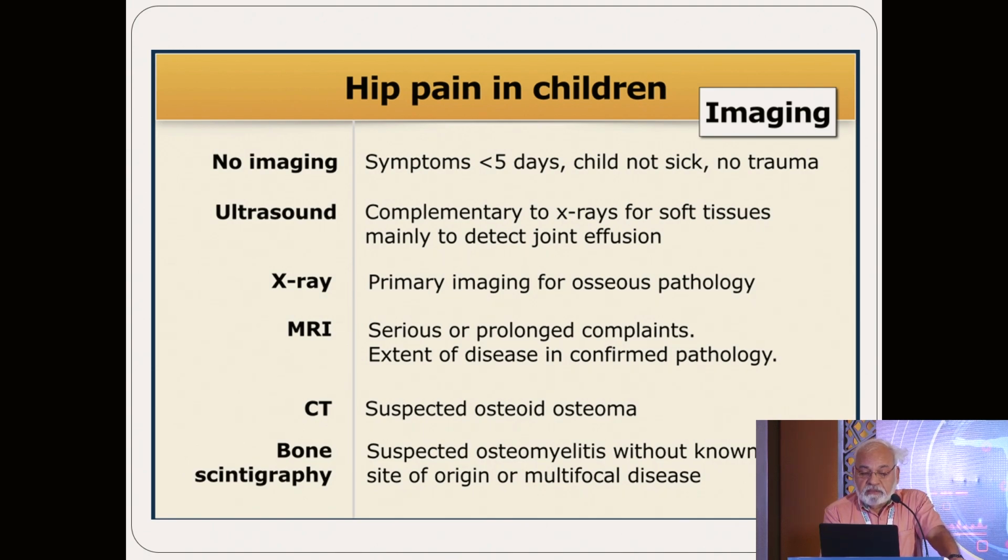X-ray is just good to delineate osseous pathology. MRI is the better proposition when the child is sick, has prolonged complaints, or the disease cannot be diagnosed otherwise. For any bony pathology, CT is the better option. Where osteomyelitis is suspected, bone scintigraphy may be advised.